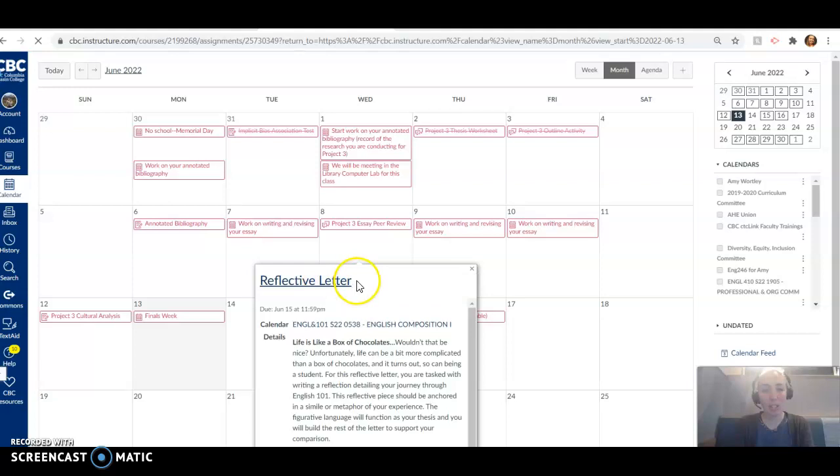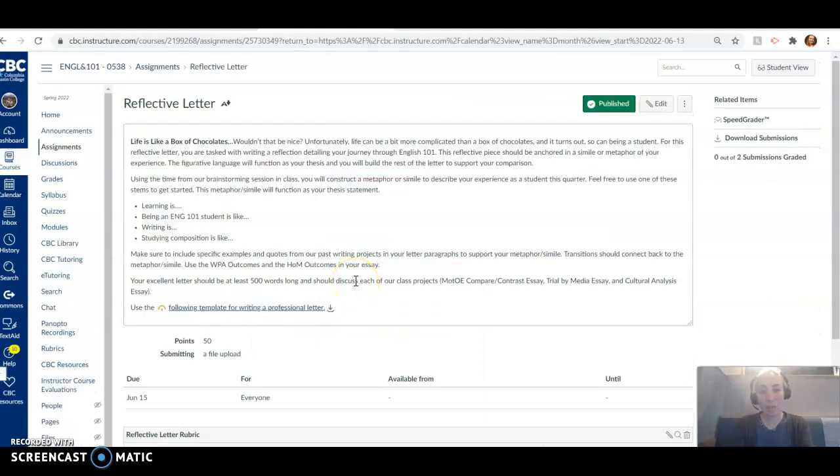The reflective letter is a chance for you to just take a look at what we've learned this quarter and how it might be helpful potentially in other situations, whether that's other classes you have to take here at CBC or writing you have to do in the professional workplace. All of those are things you could consider as you think about the idea of transfer.